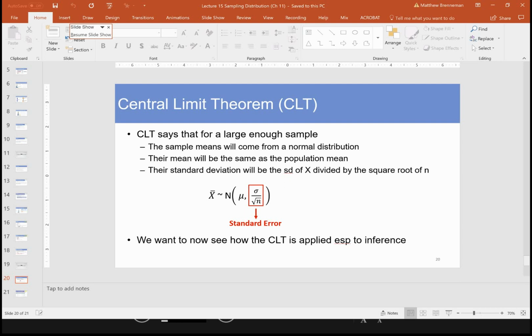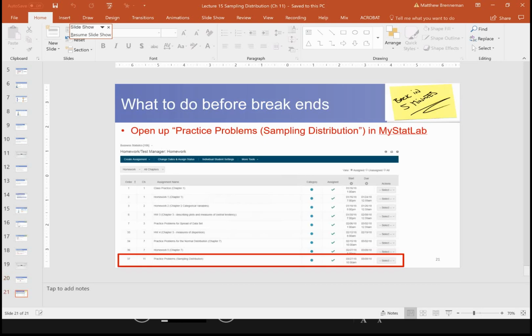We're going to go ahead and take a break. When we come back, we're going to see how to actually apply this stuff. And so if you want to go to the homework problems, we're going to come back and work on some of those after the break.